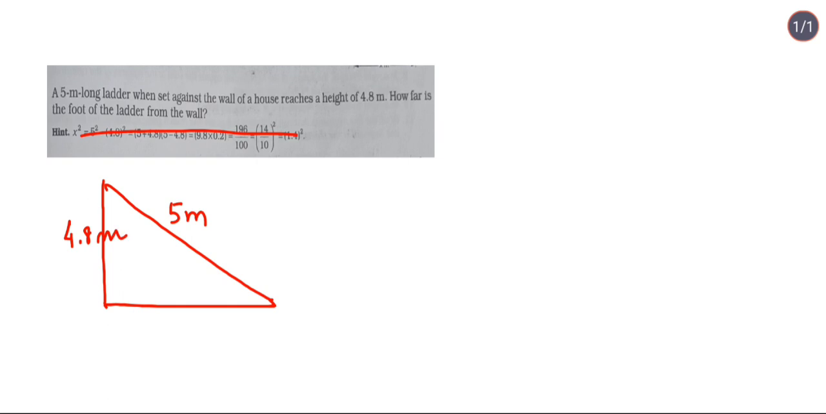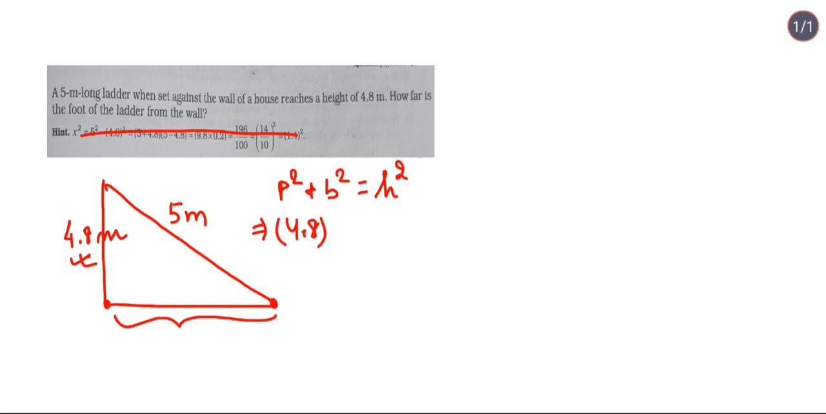So how far is the foot of the ladder, that is this point, from the wall, that is the foot of the wall, that is this point? So we have to find this length. So students, we know from Pythagoras theorem that perpendicular square plus base square is equal to hypotenuse square. So here let us consider the perpendicular is 4.8.